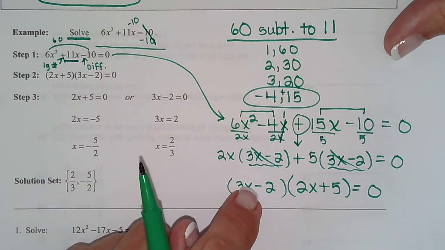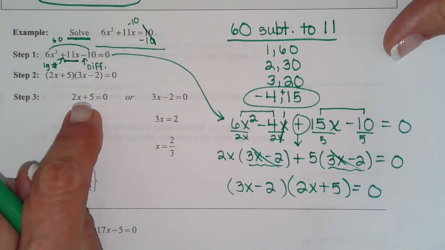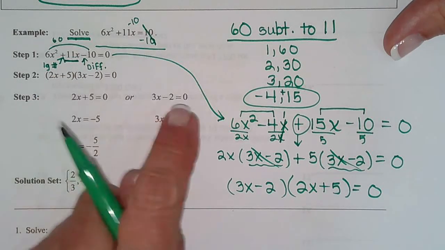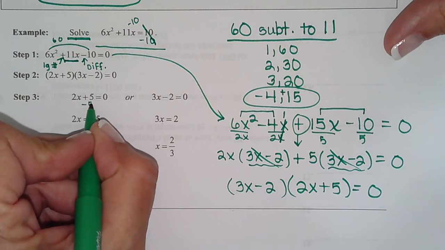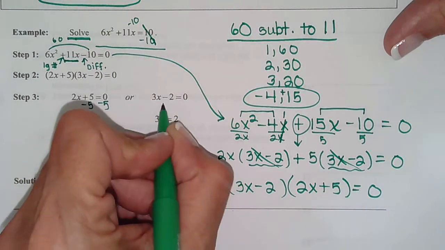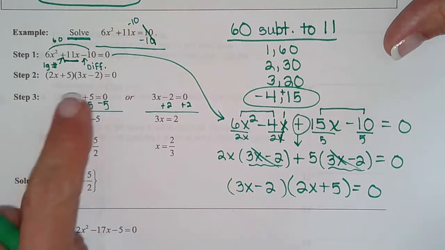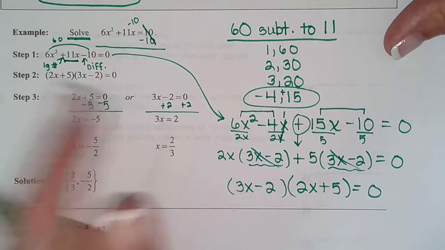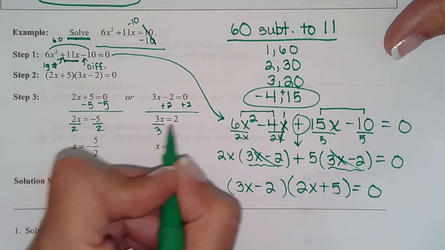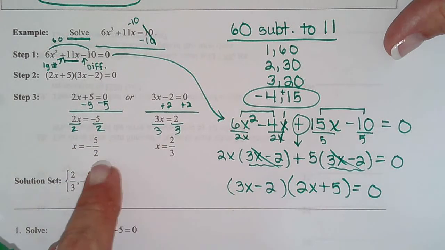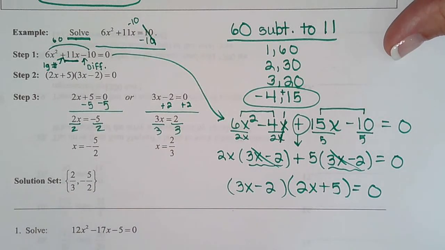Then, once you get it in factored form, if A times B equals 0, either A is 0 or B is 0. So solve this, subtract 5, add 2, and we get 2x equals negative 5, 3x equals 2, divide by 2, divide by 3, and we get the two solutions of negative 5 halves and positive 2/3.